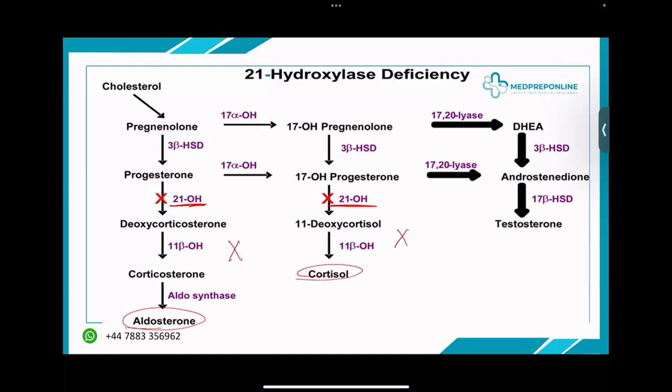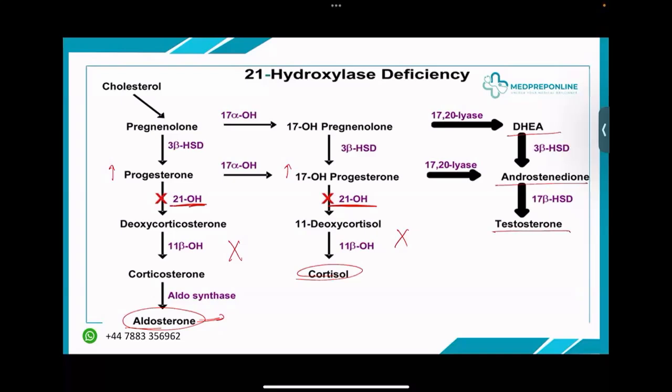So you'll have an increase in the precursors. You'll have an increase in progesterone. You'll have an increase in 17-hydroxyprogesterone. But aldosterone and cortisol are not there. So you will have all of the features which are basically deficiencies of aldosterone as well as cortisol, correct? And in this case, all of them are diverted to the formation of androgens. So you have increase in DHEA, androstenedione, and testosterone.